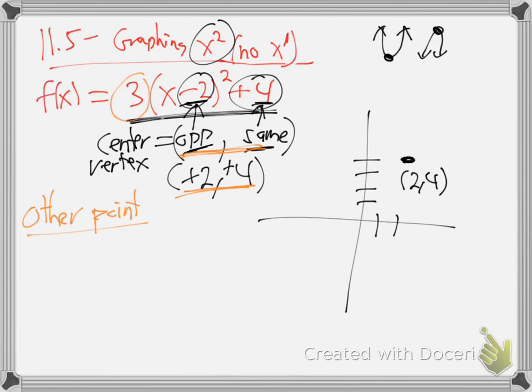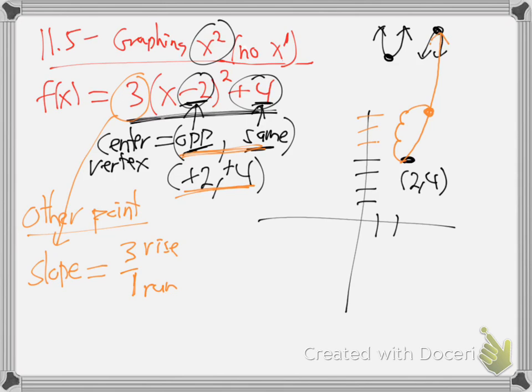You treat this like a slope. Slope equals 3. Just put it over 1. So it's going to be 3 over 1. Rise over run. So from here I'm going to go up 3 over 1. So go up 3 over 1, click that dot, and it'll make your U-shape going right up through that dot.